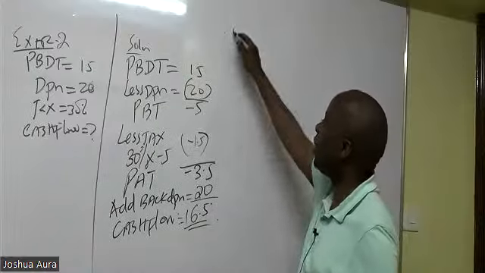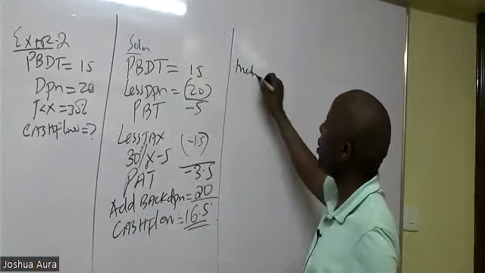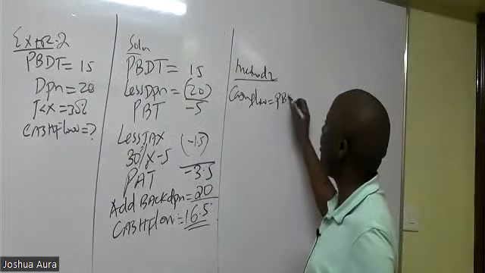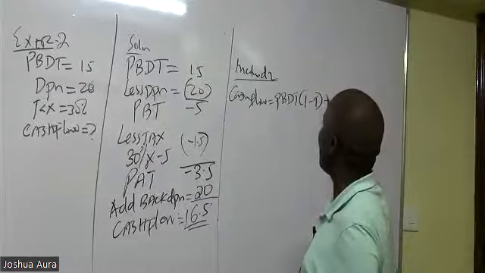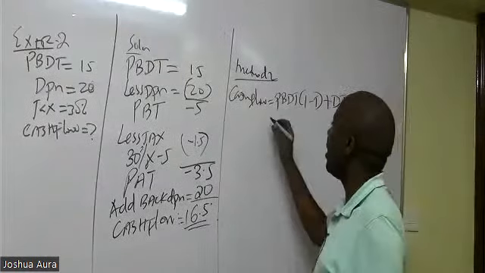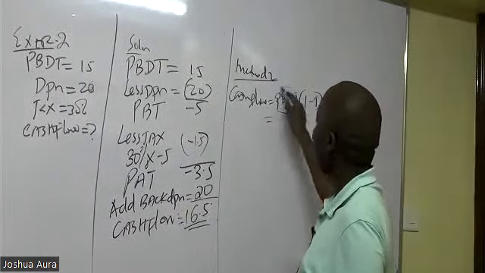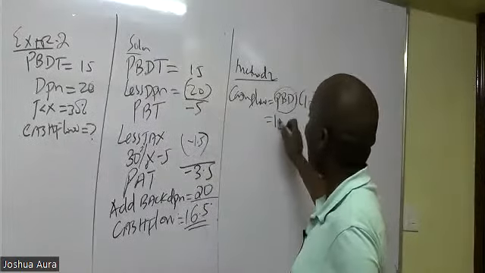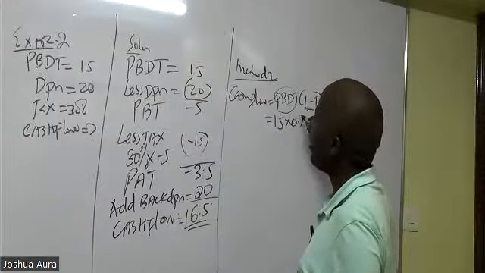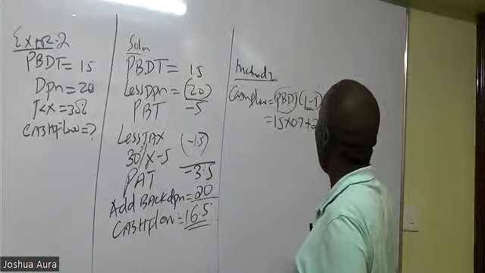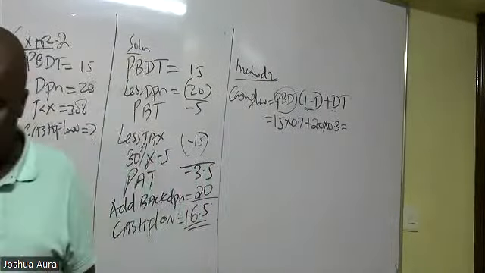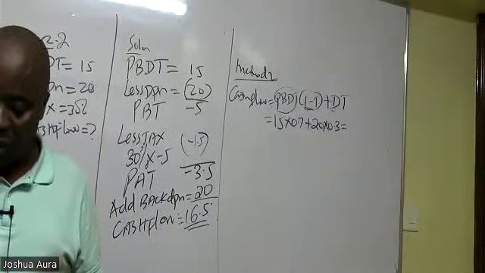And don't forget, ladies and gentlemen, just in case you would wish to use method 2, that you could have also decided to say that cash flow equals profit before depreciation and tax into 1 minus tax, plus depreciation tax shield. So here we have 15 times 1 minus tax, which is 0.7. Depreciation is 20 times tax itself, which is 0.3. In that case, you'll be able to get that answer.